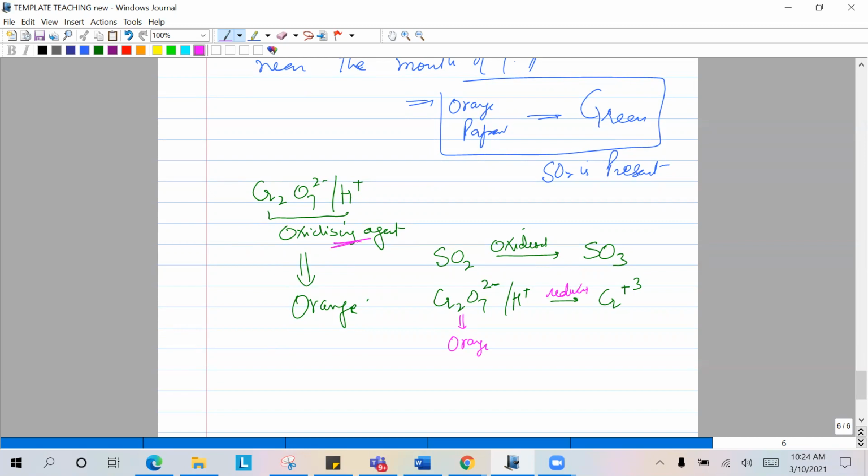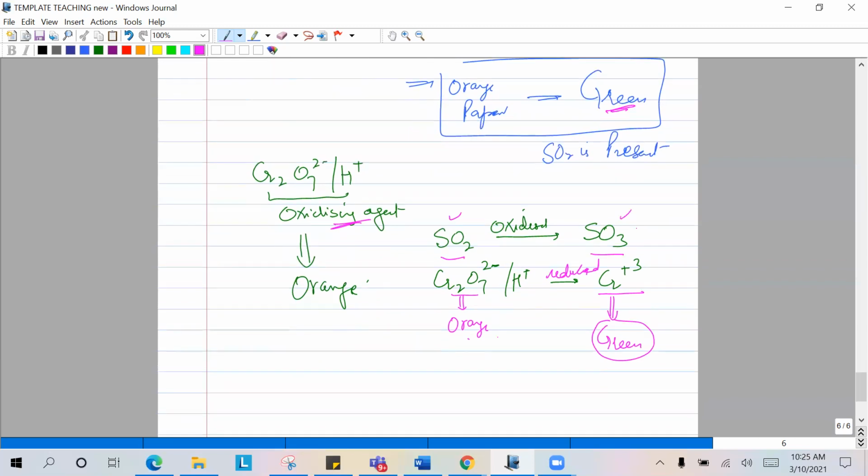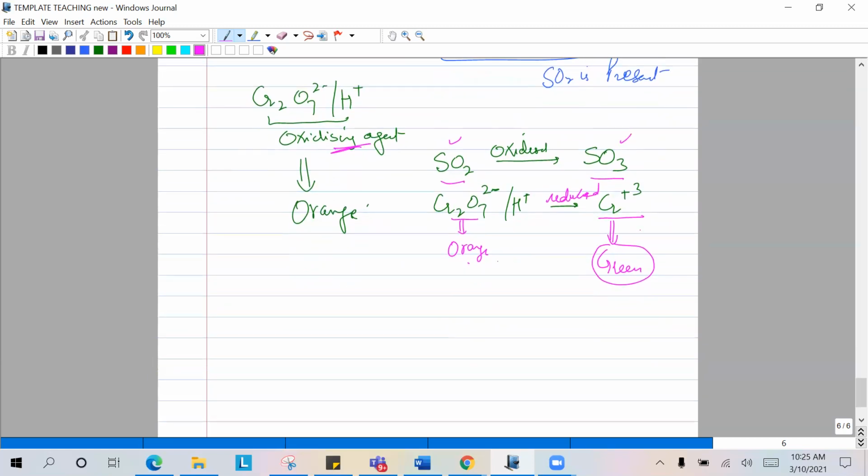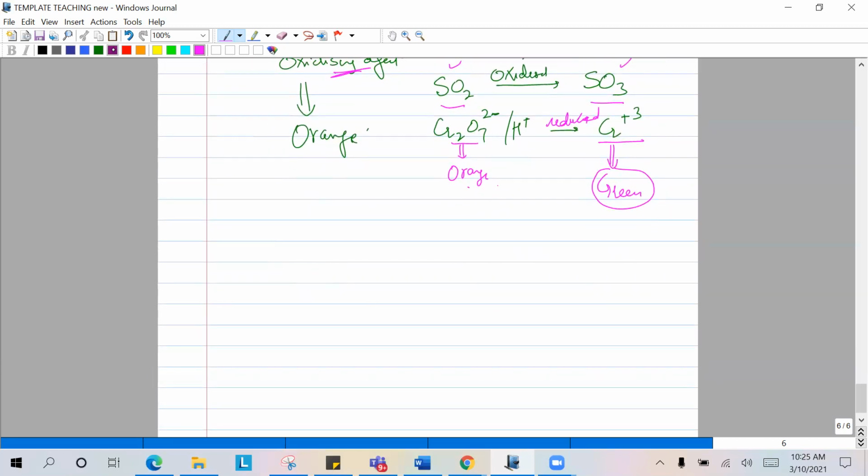why is it being reduced? Because it is an oxidizing agent. When it gets reduced to Cr3+, the Cr3+ is green in color. This can only happen, dichromate can change into Cr3+ only when the SO2 is being oxidized to SO3. So the change in color to green is an indication that the SO2 gas is being oxidized to SO3. This is how you confirm SO2. If the color is changing, it means SO2 gas is coming out and being oxidized, and the dichromate ion is being reduced from orange to green.